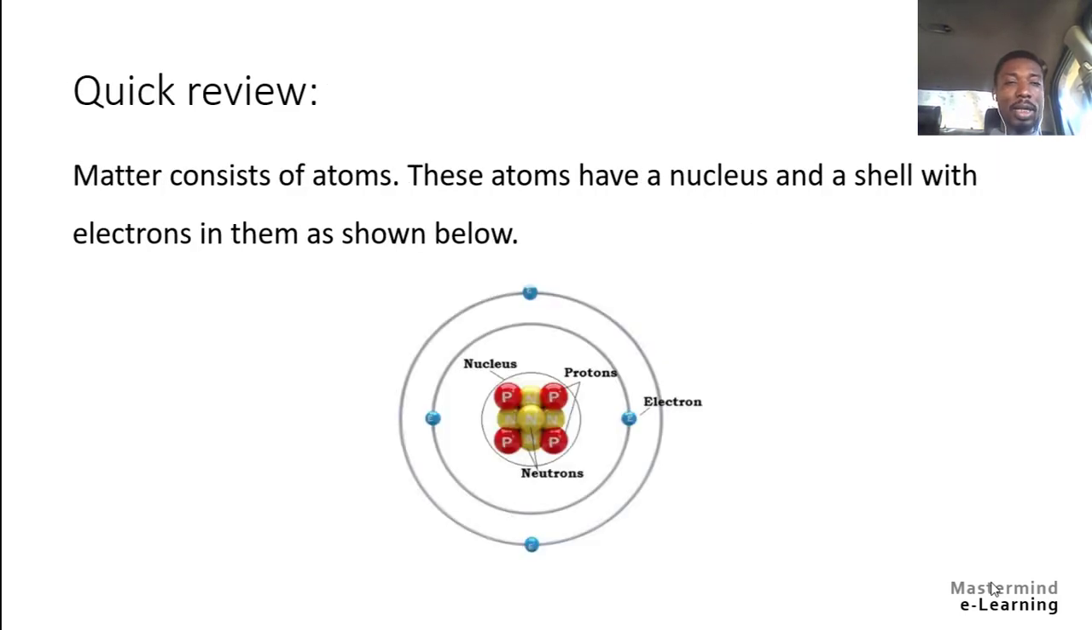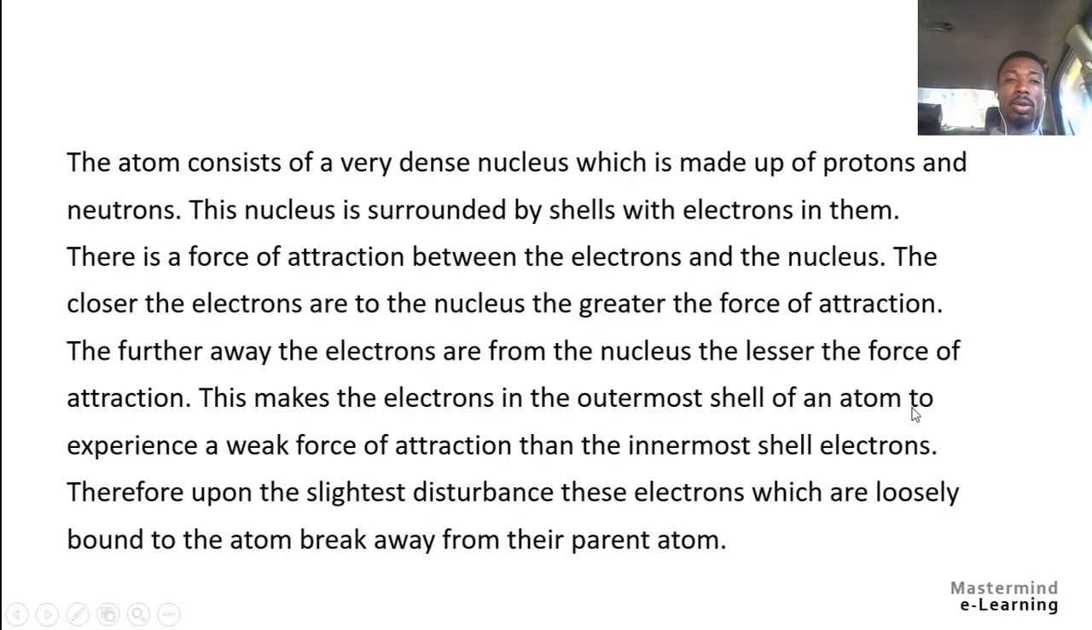We shall do a quick review. Matter consists of atoms. These atoms have a nucleus, and there is a shell around the nucleus around which electrons move. This nucleus has protons and neutrons in it, and the nucleus is very, very dense. Now, there is a force of attraction between the electrons and the nucleus. The closer the electrons are to the nucleus, the greater the force of attraction, and vice versa.